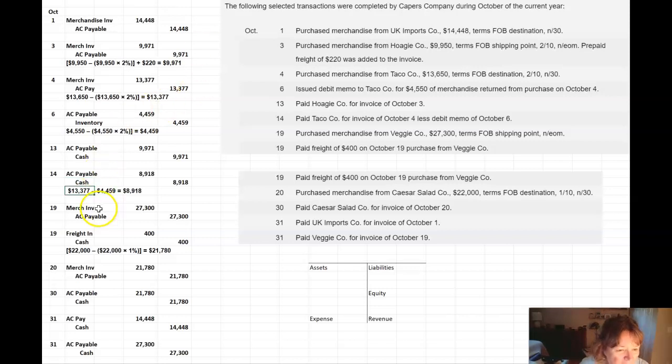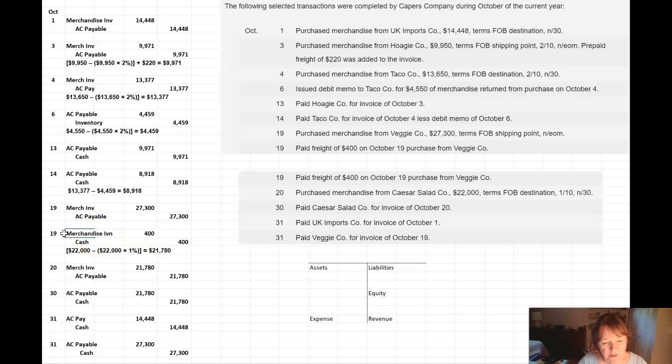Okay. On the 19th, we purchased merchandise from Veggie for $27.3. FOB shipping point, net end of month, so there's no discount. Debit merchandise inventory, increase the payable. Then on the 19th, we paid, so the freight is a separate bill. We had a shipping company do it for $400. So I've got freight in, but you know what? We're going to change this to merchandise inventory.